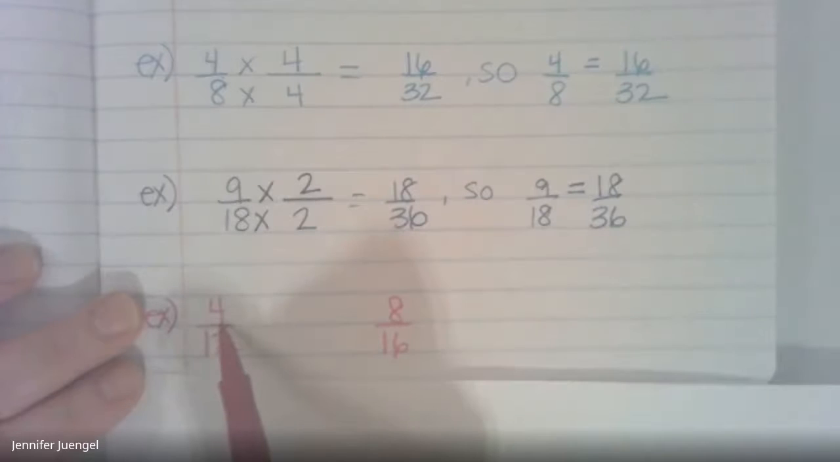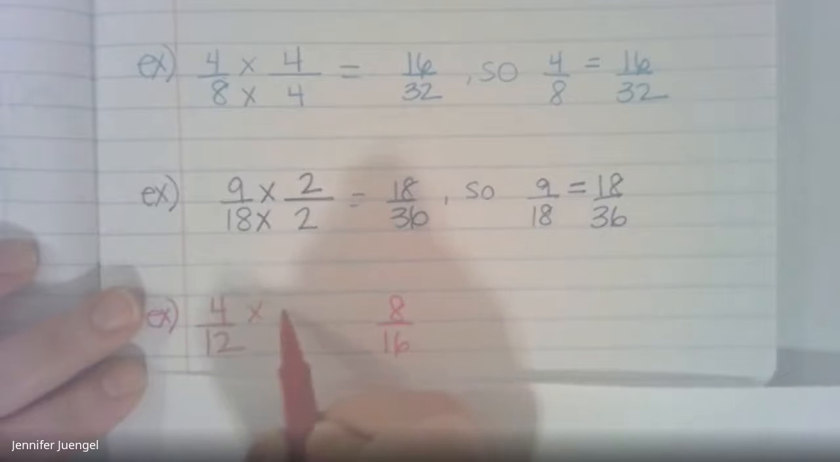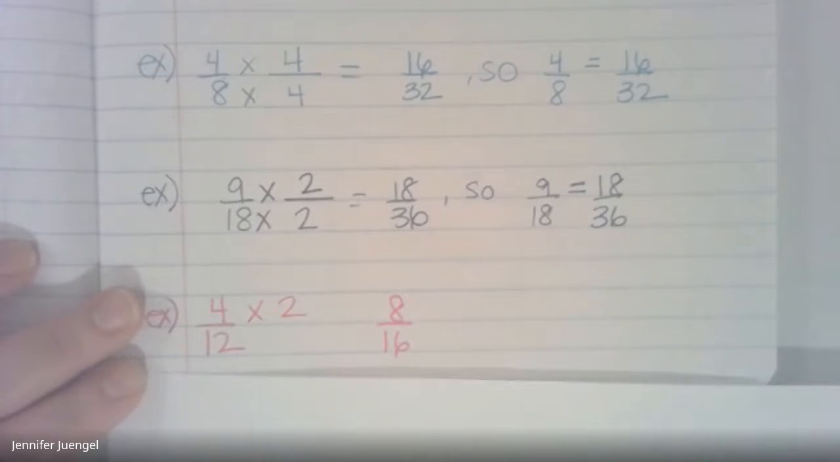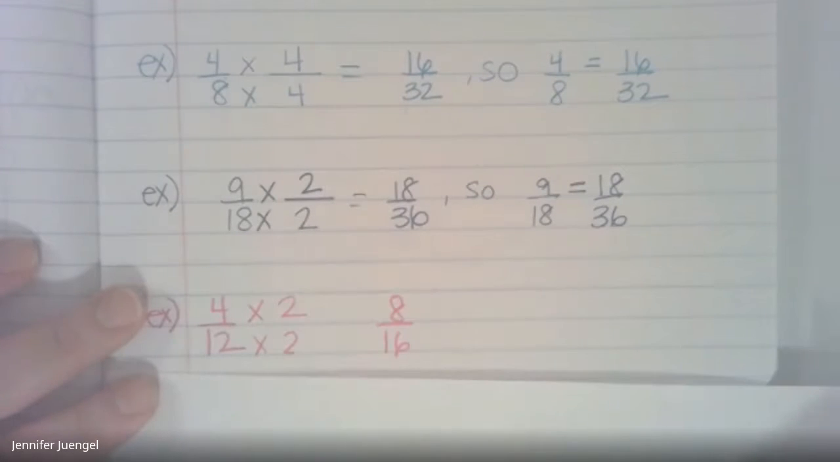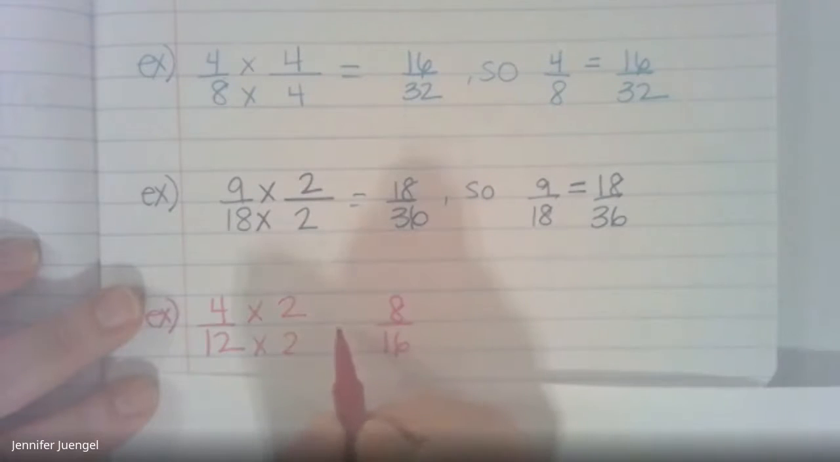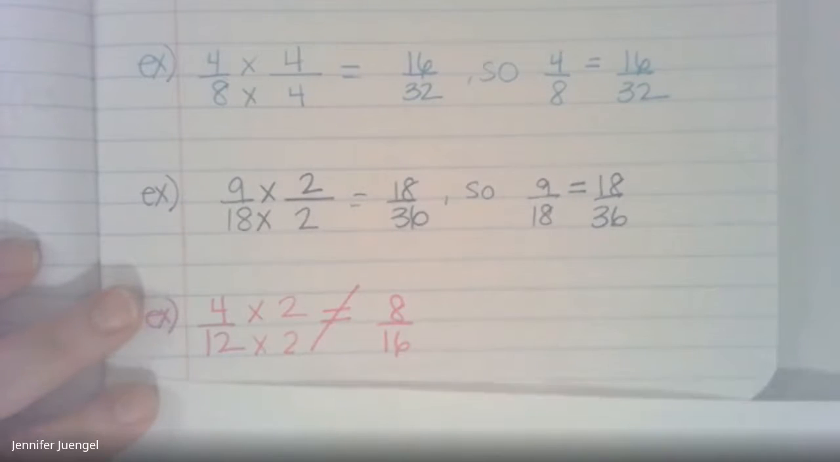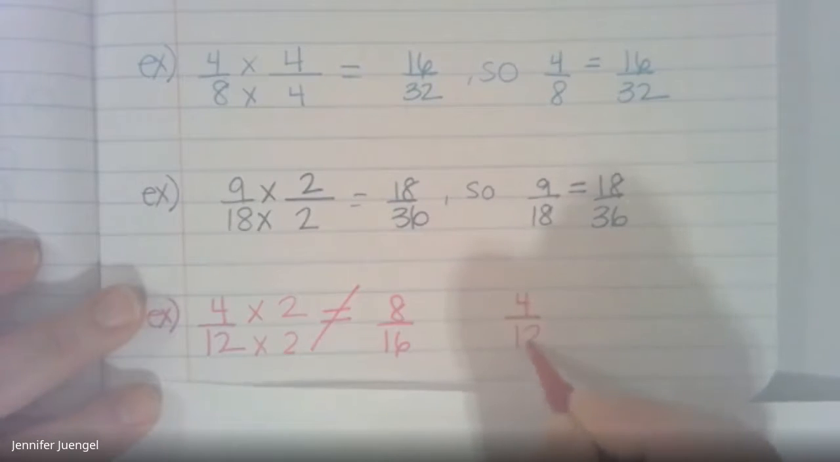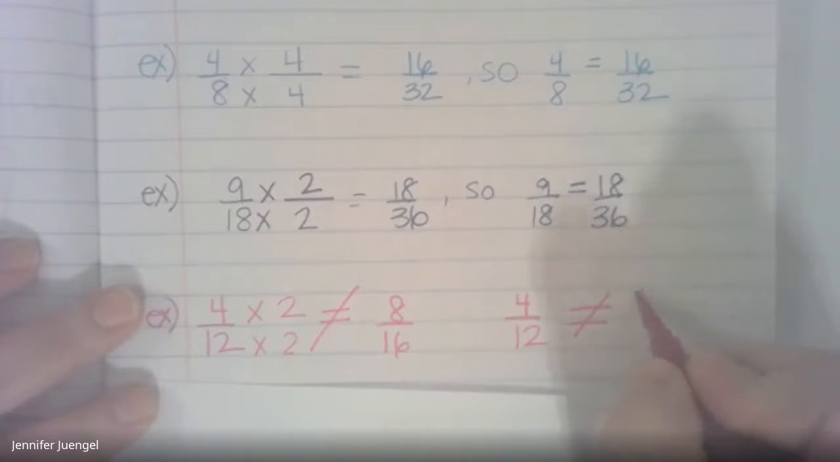So how do I get from 4 to 8? To get from 4 to 8, I skip count 2 times. 4 times 2 equals 8. Okay, so the rule is whatever I do to the bottom, I have to be able to do to the top. Is it true that 12 times 2 equals 16? No way. 12 times 2 equals 24. This is not equal. So that means that 4/12 is not equal, we say unequal, to 8/16.